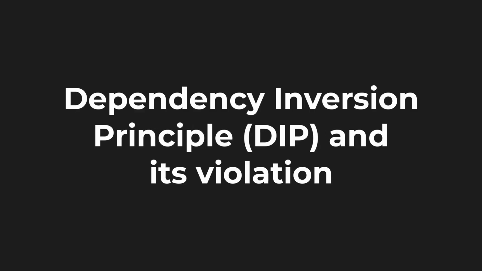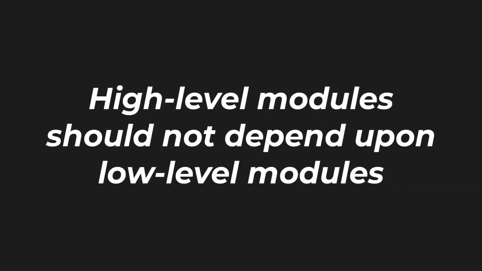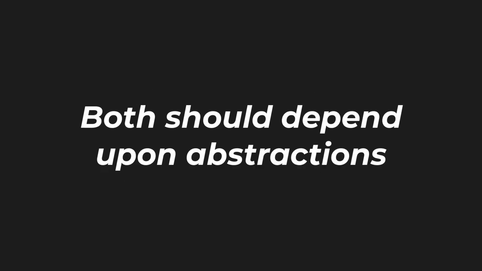In this video, we're going to talk about the dependency inversion principle and see specifically how the principle is violated in our code. The dependency inversion principle states that compile time dependencies should not flow in the same direction as runtime dependencies, or high-level modules should not depend upon low-level modules. Both should depend upon abstractions.